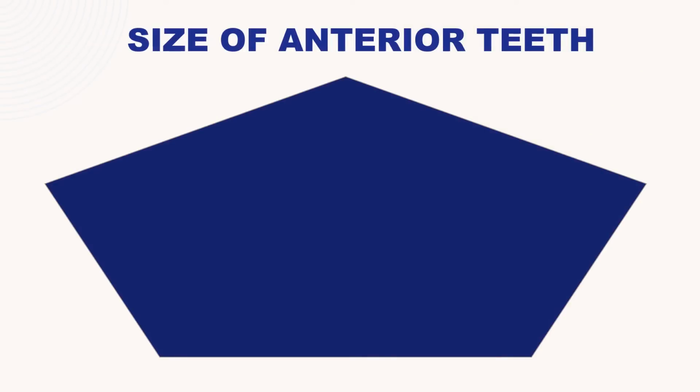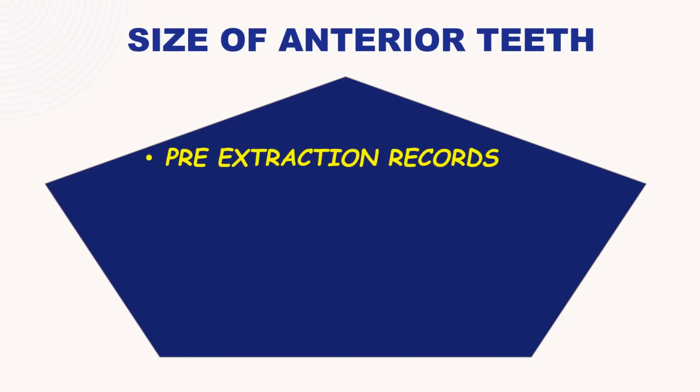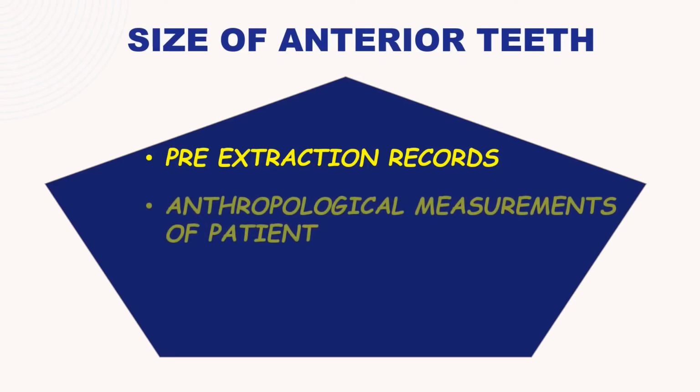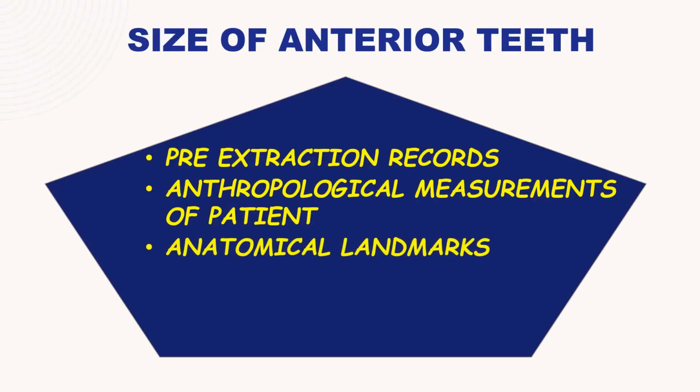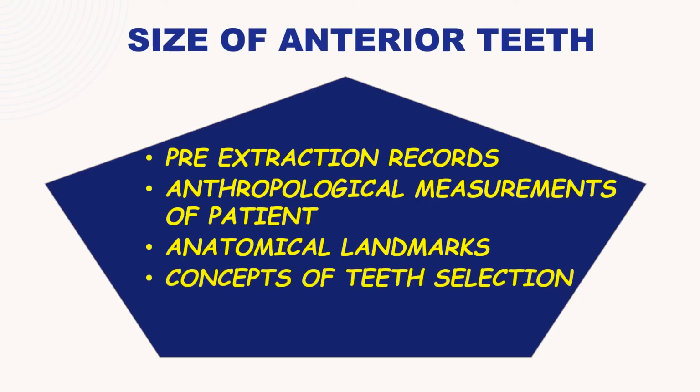Of the anterior teeth, the tooth size should be appropriate to the size of the face and sex of the patient. And the various methods used as a gauge to select the size of the teeth are pre-extraction records, anthropological measurements of the patient, methods using anatomical landmarks, methods using theoretical concepts, and finally other factors. We have discussed these factors in detail in the previous lecture.